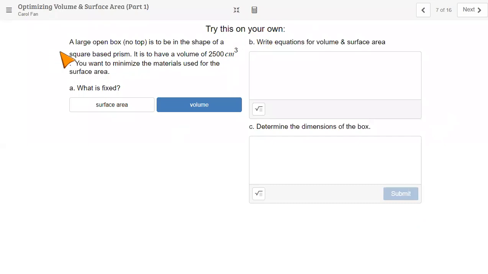Okay, in this question, we have a large open box, no top, to be shaped as a square-based prism. It has to have a volume of 2,500 centimeters cubed. You want to minimize the material used for the surface area, but you have a fixed volume. Similar to the other question, we now have a fixed volume, but we're going to do the same thing. So once again, I'm going to draw a diagram once I can find my cursor.